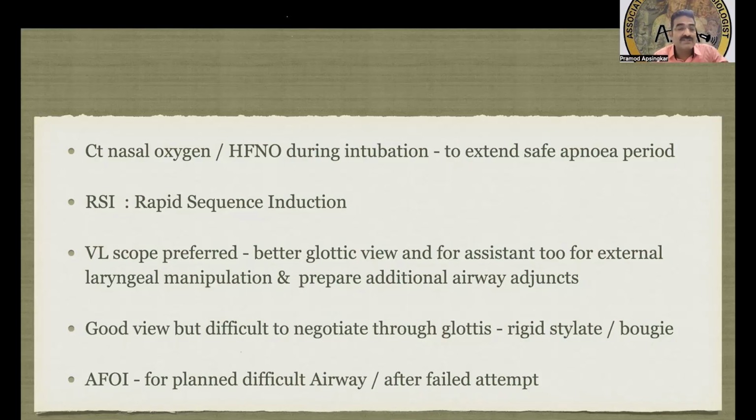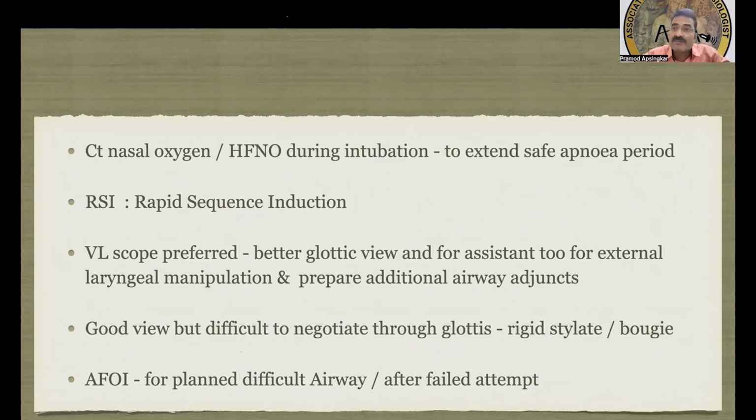And rapid sequence induction is done, and video laryngoscope is preferred. That will help to see the larynx closely, and not only the operating anesthesiologist, but the assistant anesthesiologist and other persons can also see the larynx, and accordingly they can manipulate and give additional help to the patient.